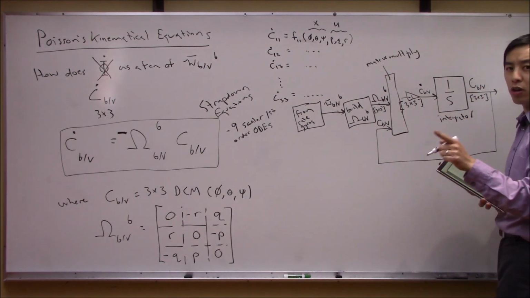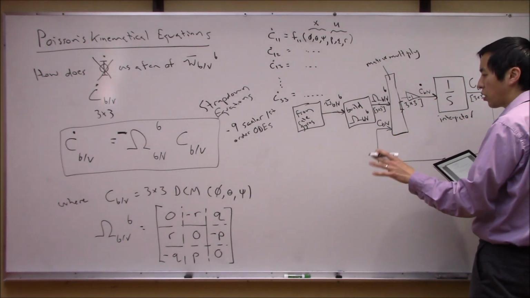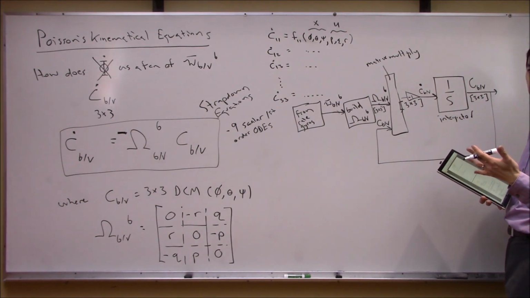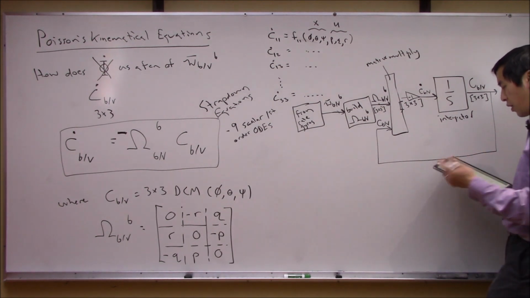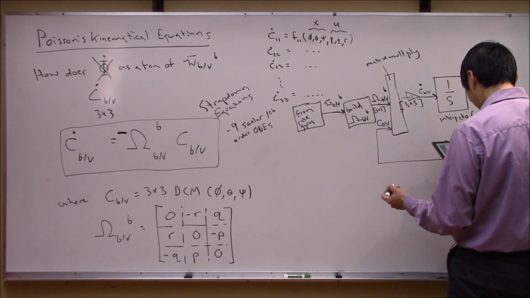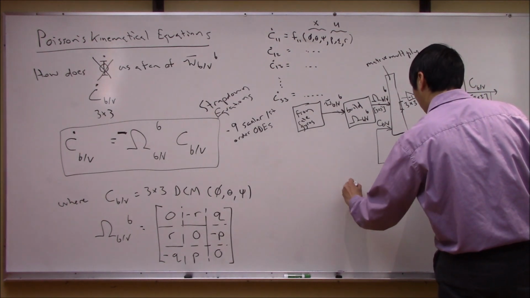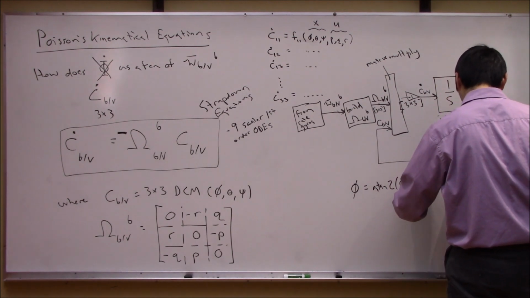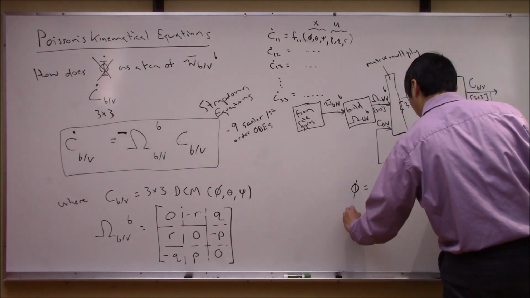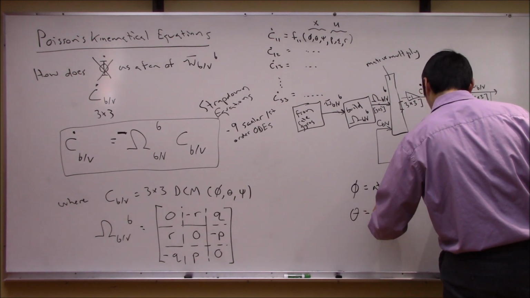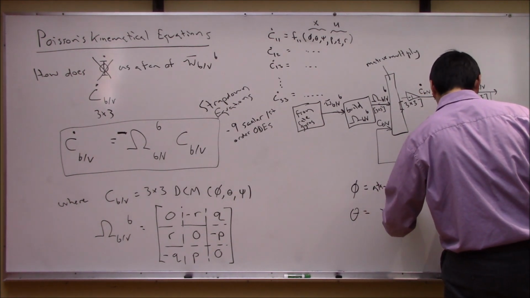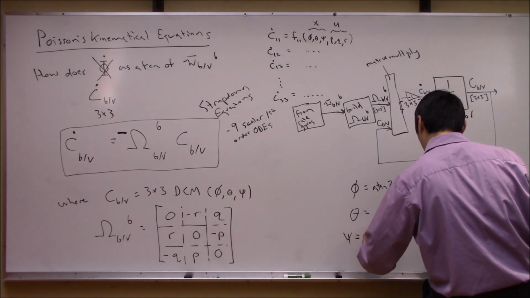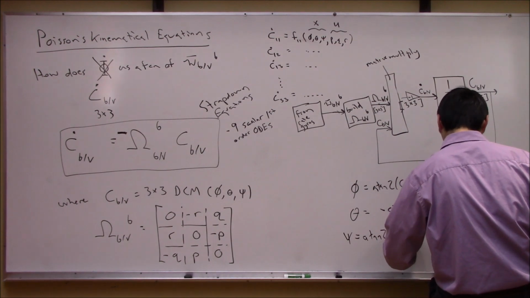If you remember from our discussion on Euler angles, as soon as you have the direction cosine matrix, you can extract the Euler angles from it using a couple of equations. I think what we said was phi was going to be atan2 of the C23 and C33 elements, theta was going to be minus inverse sine of the C13 element, and psi is going to be atan2 of the C12 and C11 elements.